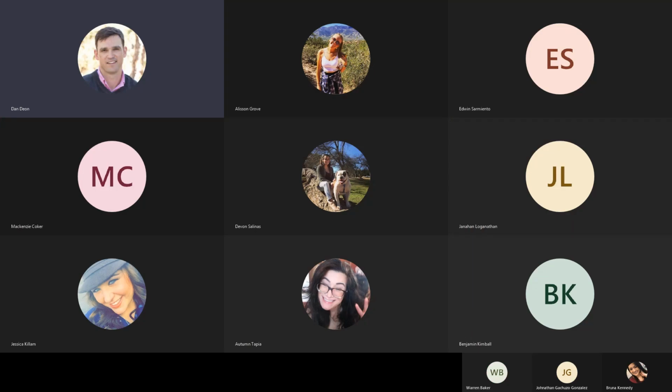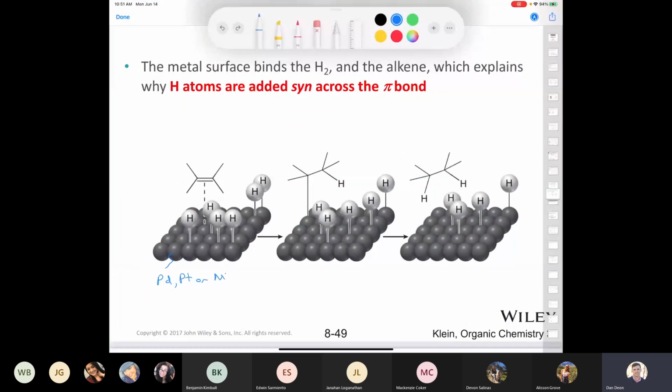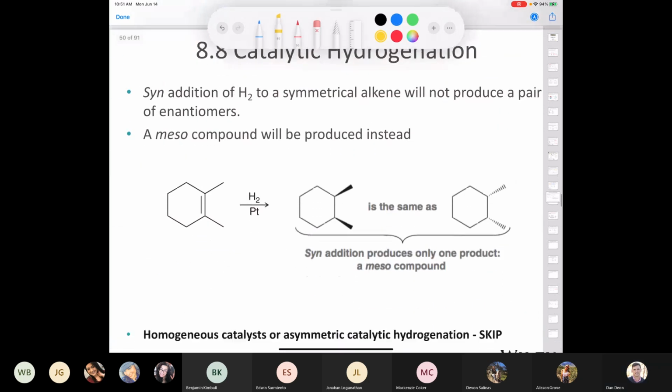I know that might seem like a pretty silly way of explaining it, but that's the best I can do, okay? And in fact, that's a mechanism that I don't think was understood for a number of years. So, we have quite a bit of knowledge of it now, but that explains why the hydrogen atoms are added to the same face of the molecule, or they undergo syn addition, same face of the molecule.